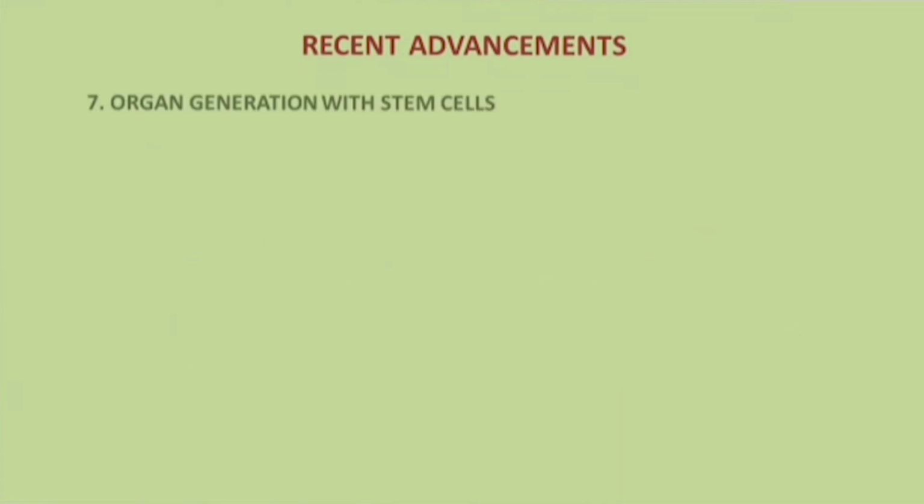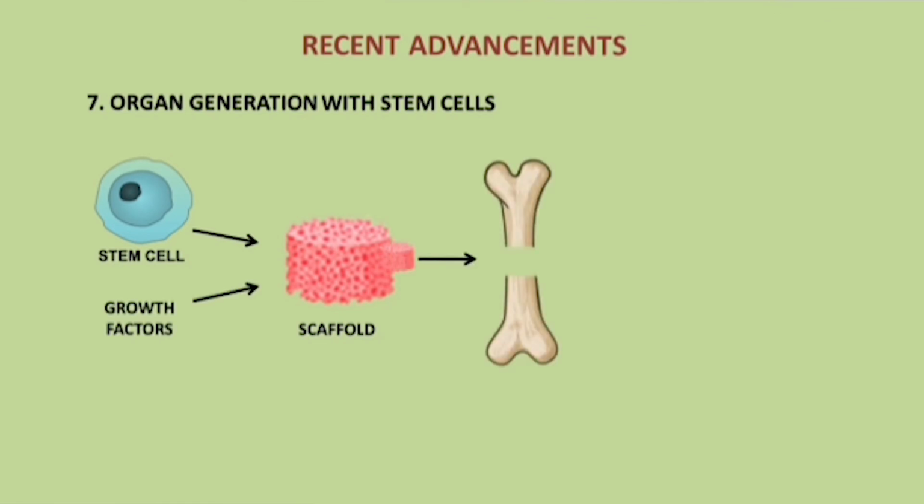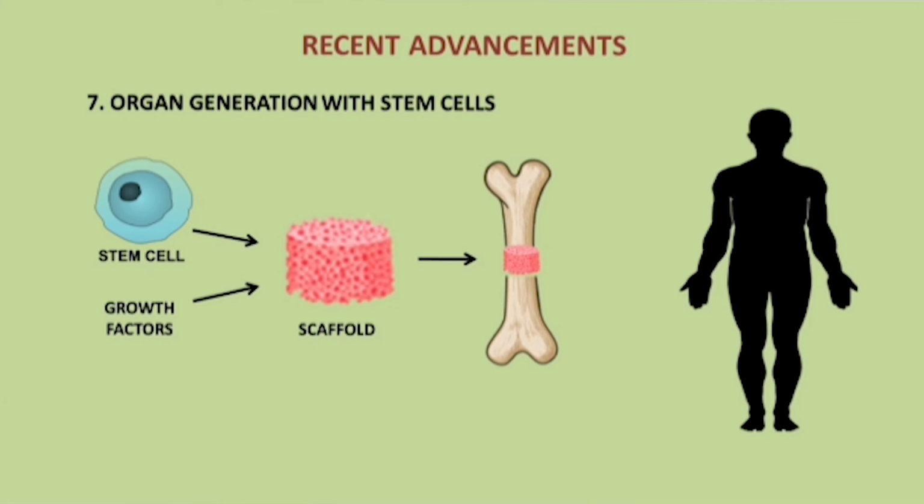By creating a scaffold with biodegradable polymers and seeding them with embryonic stem cells or adult stem cells, an entire organ can be shaped and developed with specific growth factors. This scaffold is then implanted into the patients and the stem cells generate into specific tissues, leading to regeneration of scaffold and formation of a complete organ.